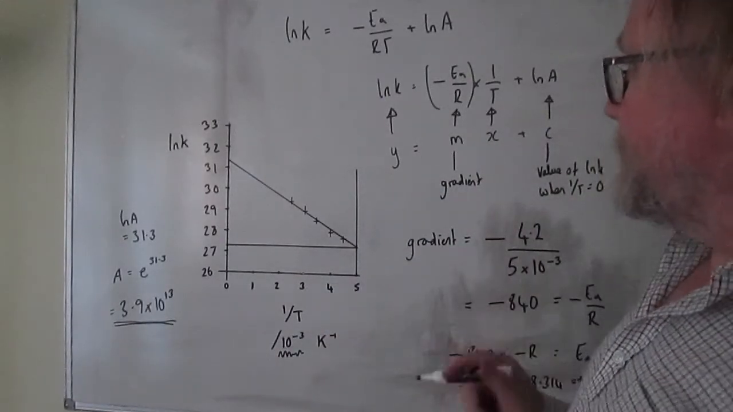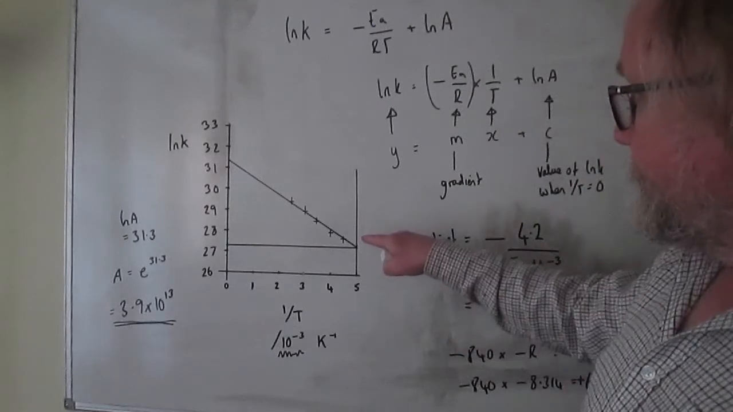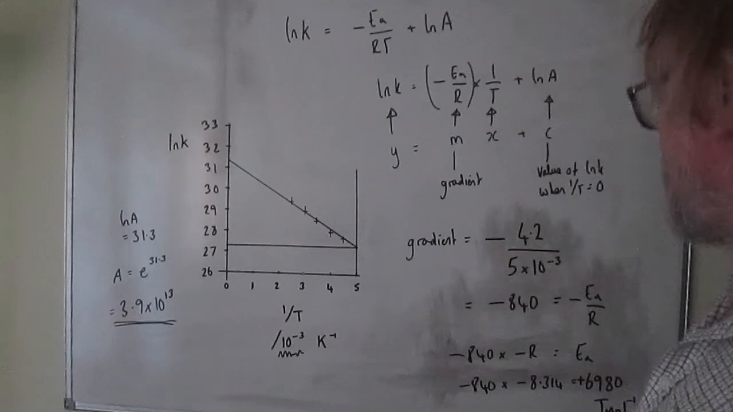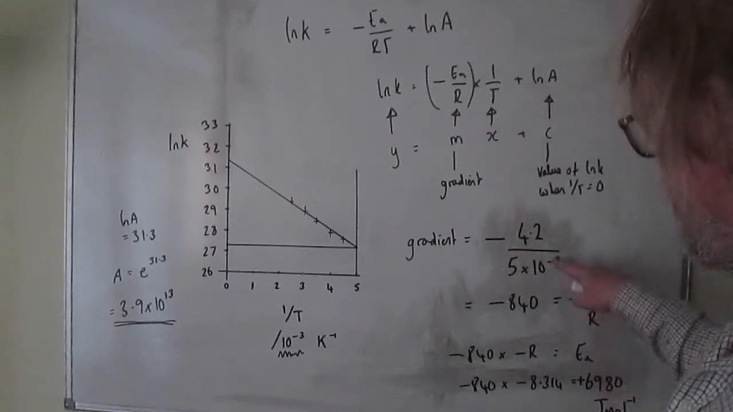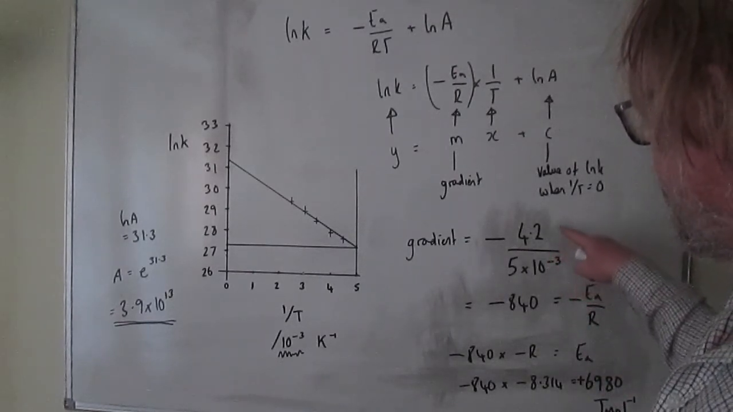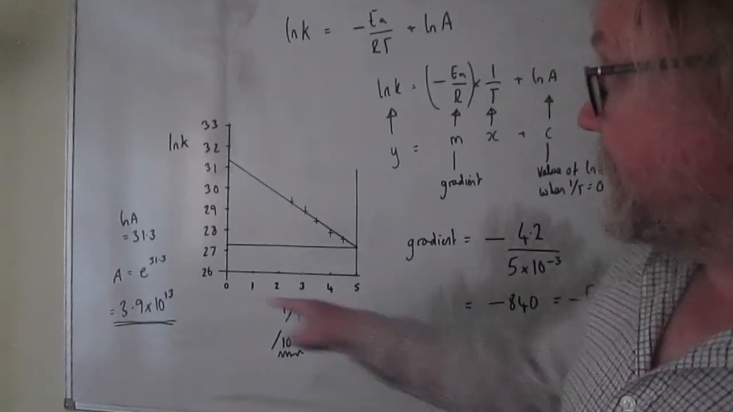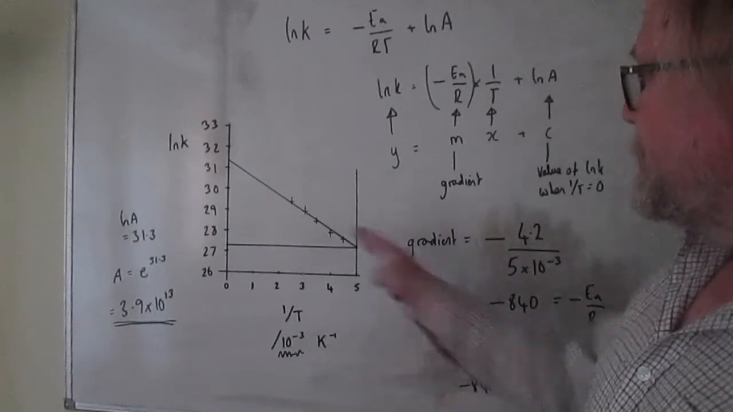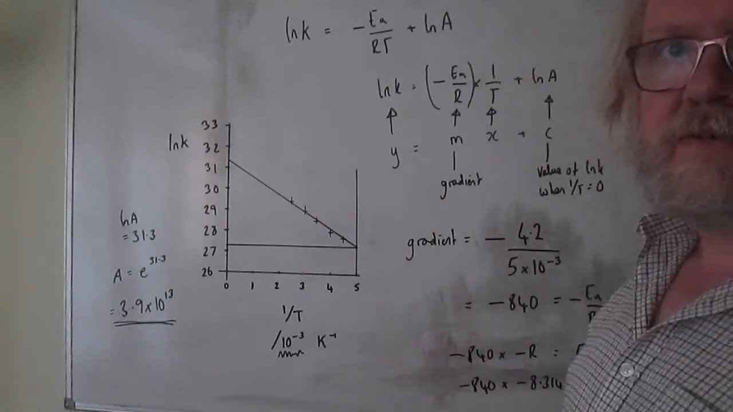Now there's going to be a bit of leeway because obviously everyone will have got a slightly different line of best fit, so you're going to get some variation in your value for the activation energy and also for your value of A. So long as your line is reasonable, you can be confident you would still have got the marks.